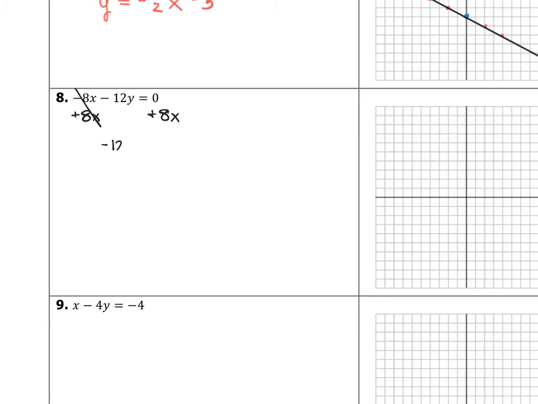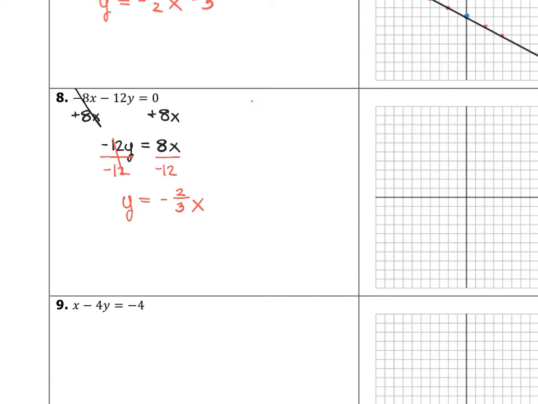On the left I have negative 12y, and then on the right side equals 8x plus 0, or just 8x. So now I'm going to divide both sides by that negative 12. So I get y equals 8 over negative 12, which reduces to the fraction negative 2/3. So this is y equals negative 2/3 x. Don't forget how to graph equations like this. This is in slope-intercept form.